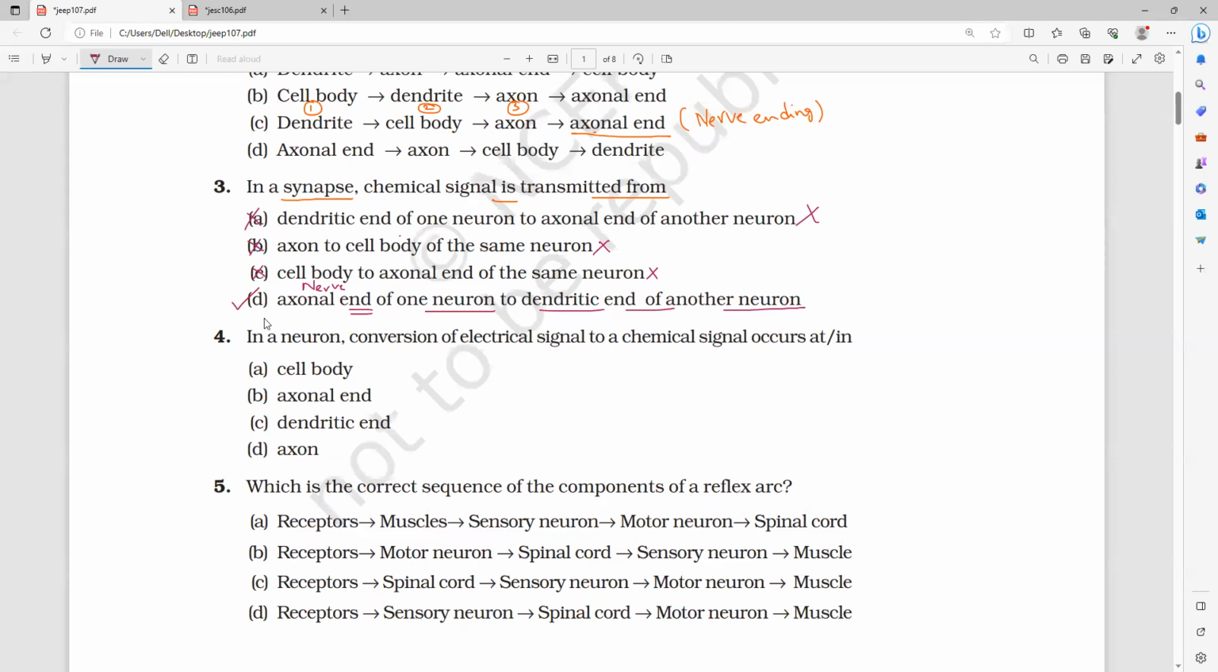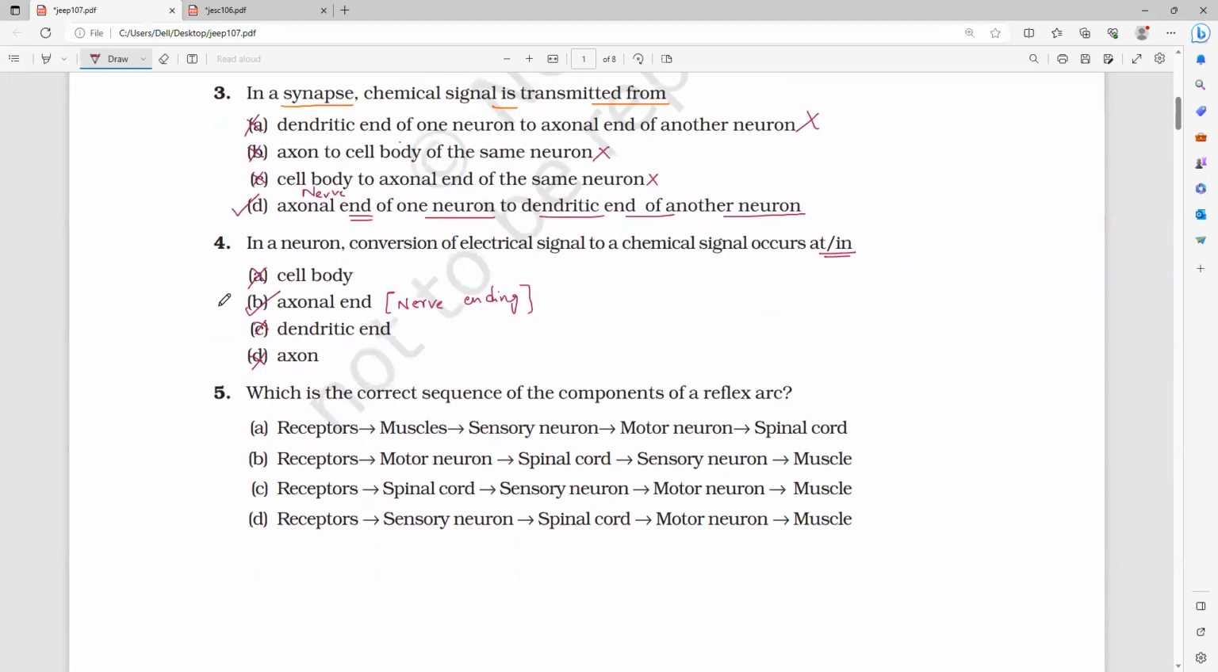In a neuron, conversion of electrical signal to a chemical signal occurs at which part? It occurs at the axonal end. Cell body not, dendrites not, axon not, only the axonal end. Axonal end we also call the nerve ending. So every question is very, very important. You have to be very careful.